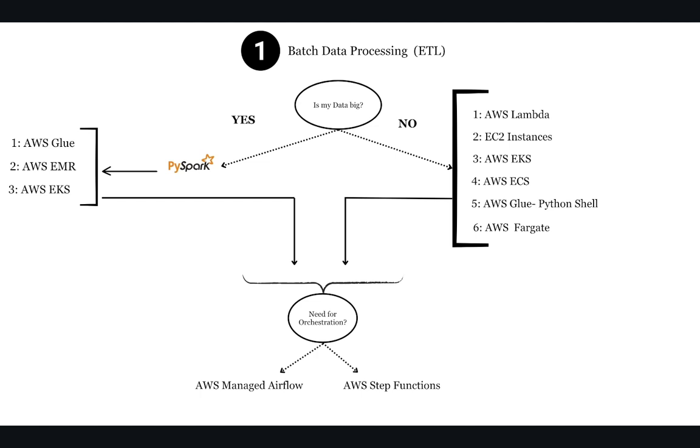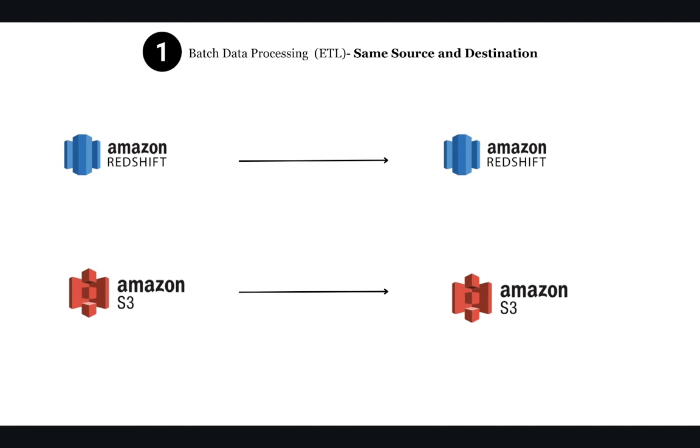So by understanding your data size and the complexity of your workflows, you can make informed decisions on the AWS services that best fit your batch ETL needs. Now let's focus on scenarios where your source and the destination are one and the same, which is quite a normal scenario. Imagine you have massive amounts of transactional data sitting in Redshift, and you want to transform this data, aggregate it, and write it back to Redshift so that it can be used by QuickSight or Tableau or any downstream BI tool out there.